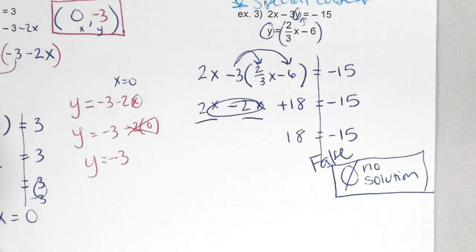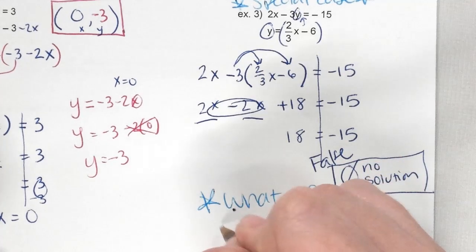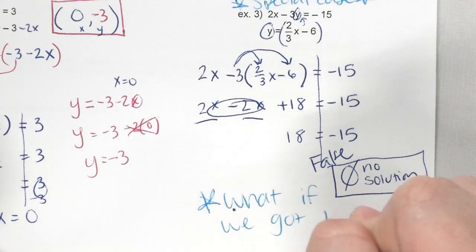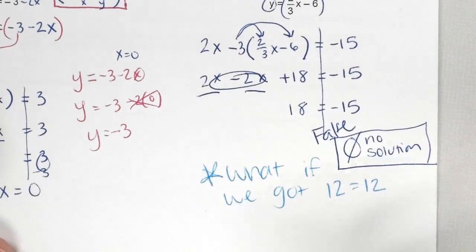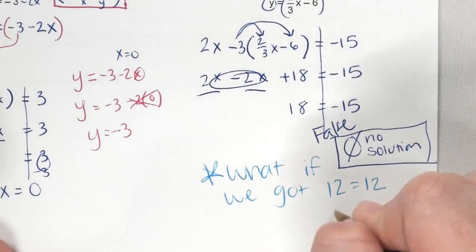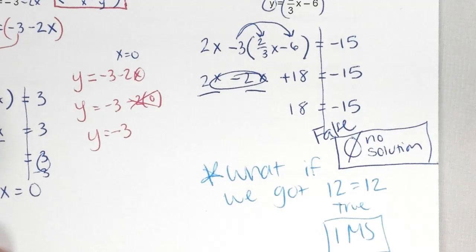Now, what if we got 12 equals 12? What would your answer then be? Infinitely many solutions. So it's true. So you get IMS, infinitely many solutions.